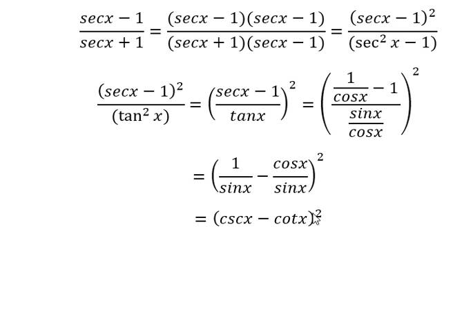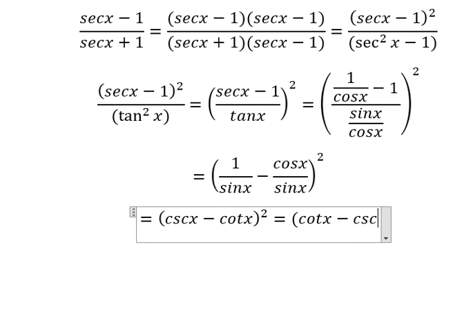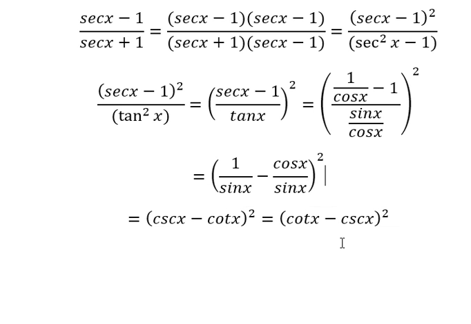Because we have the power 2 in here, this is about even power. We can swap cotan x and cosecant of x. And that is the final answer. This is the end. Thank you for watching.